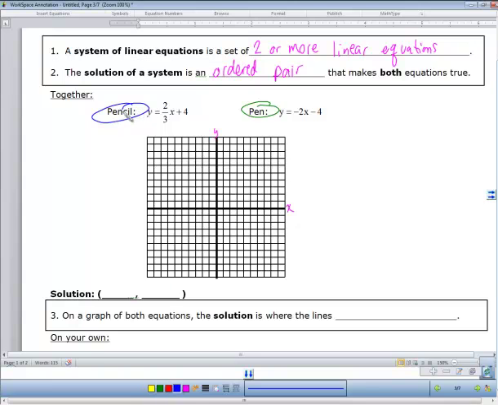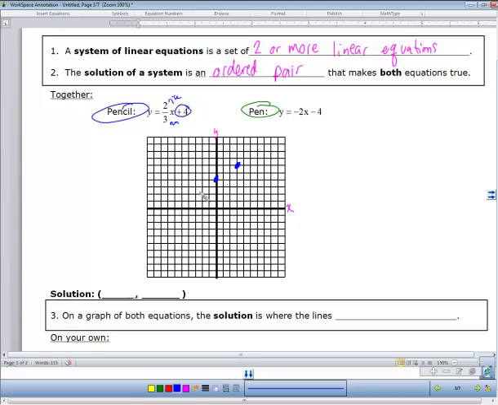So for my blue equation, I've got y equals 2/3 x plus 4. So my y-intercept is this positive 4, so 1, 2, 3, 4. I'll go ahead and plot that. And then I have a slope of 2/3. So I have my rise over my run. I'm going to rise 2, 1, 2, run 3, 1, 2, 3.